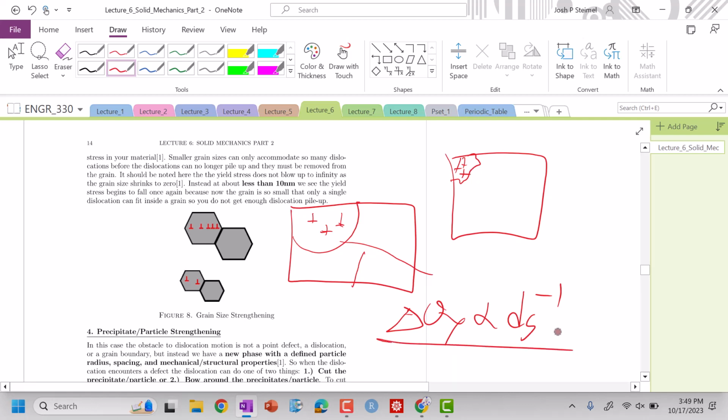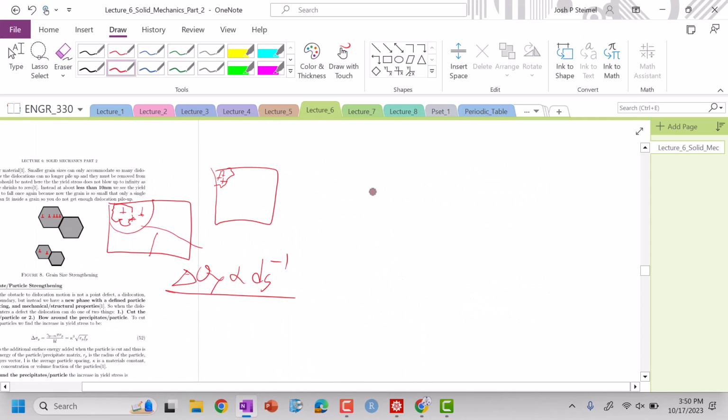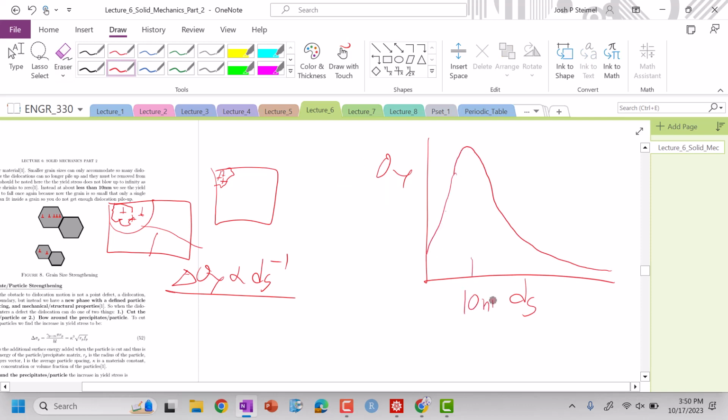So my yield strength increases, as opposed to when I have a large grain size, where you're not going to see as much dislocation pile up because they're able to move freely without encountering another defect. Now this only occurs up to a point. If you were to plot, for example, the yield strength versus grain size, it's going to increase until about this value of 10 nanometers, and then it will decrease sharply.